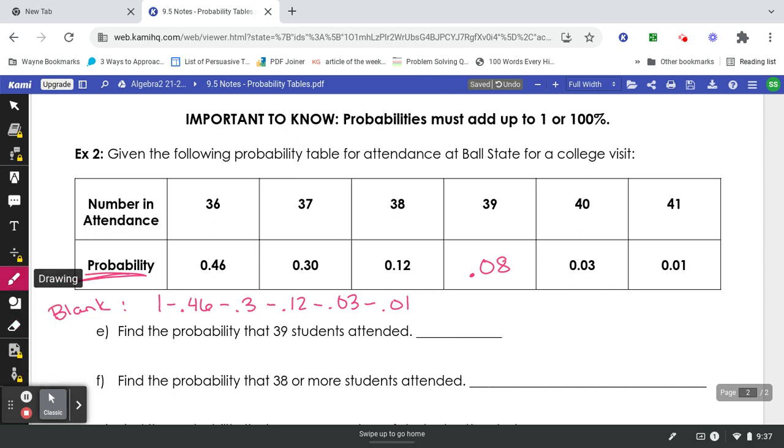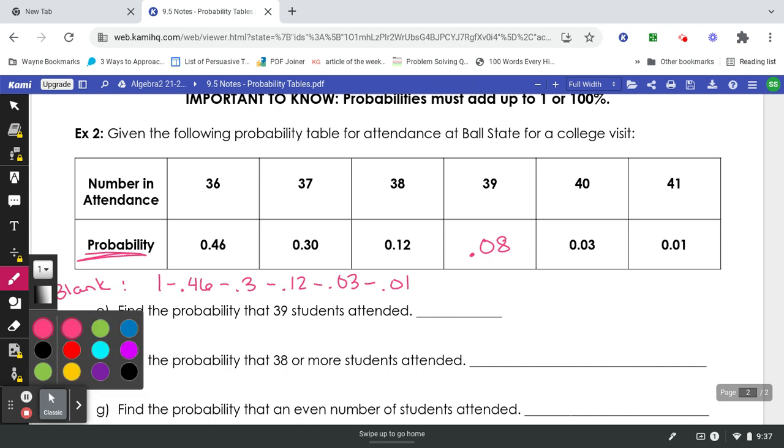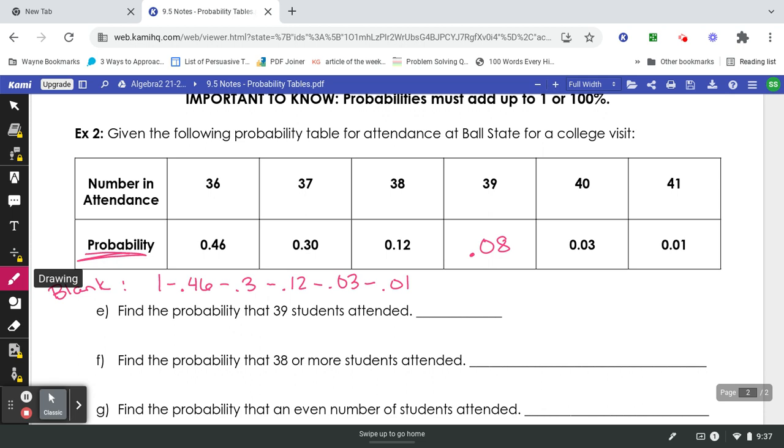All right, now once we have the table filled in, then we can just answer each of these questions. E says, find the probability that 39 students attended. Well, actually, that's just what we did to fill in the blank. So 39 would be 0.08. All right, part F, find the probability that 38 or more students attended. So 38, 39, 40, 41. So that'd be 0.12 plus 0.08 plus 0.03 plus 0.01. And we add those up. Gets us 0.24.